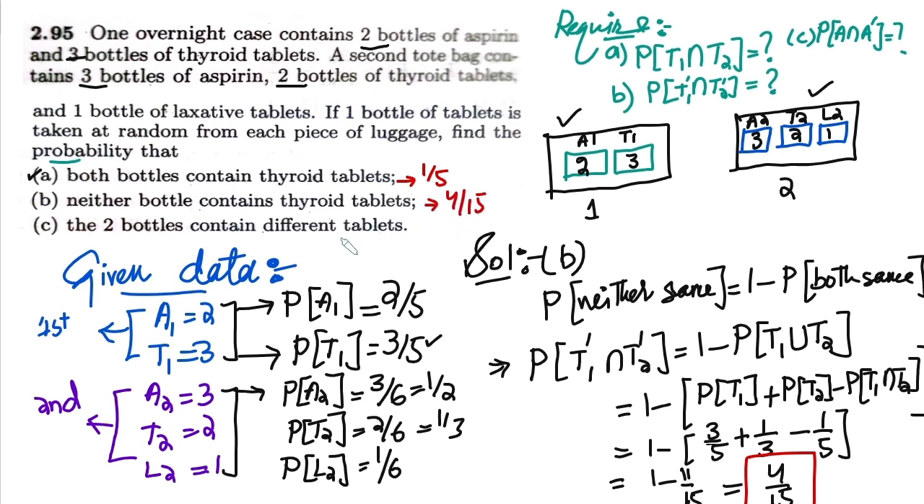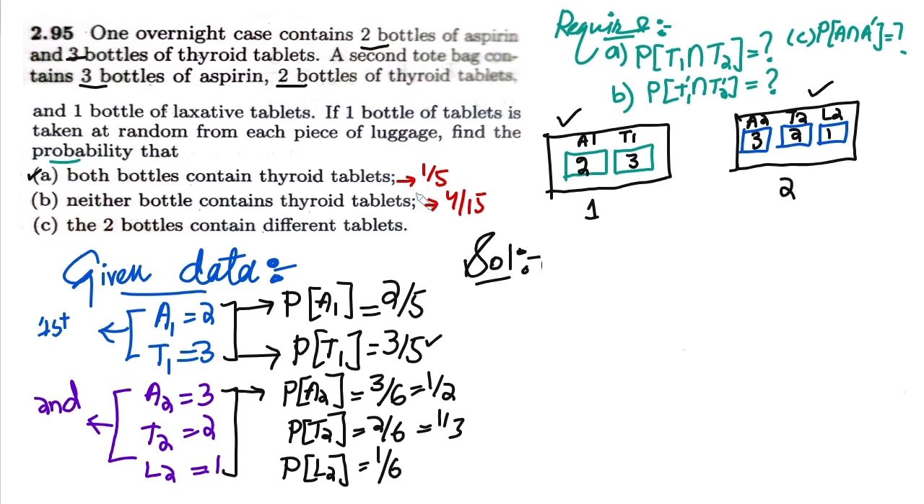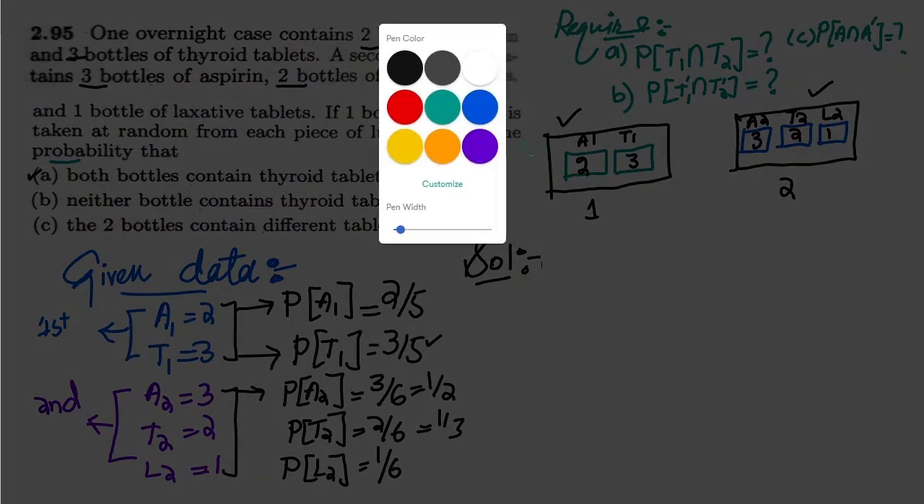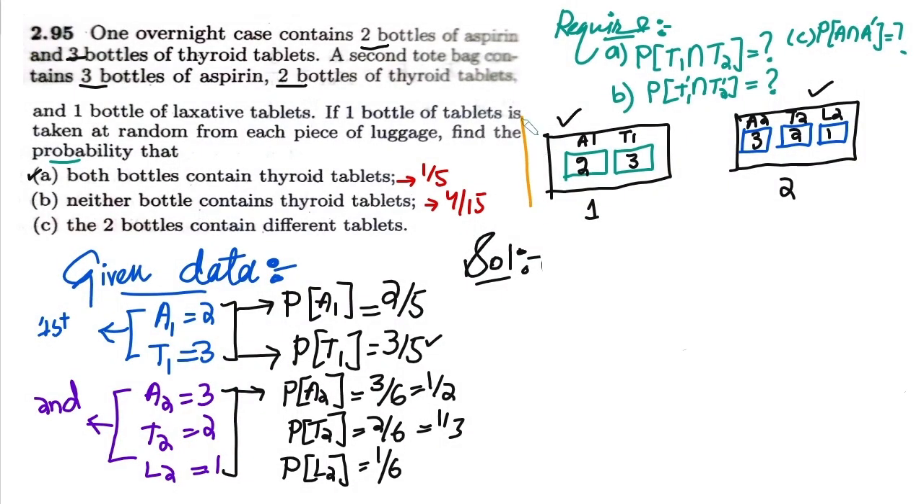Now let me proceed towards part C. In part C, we have to find that the two bottles should not be similar. Okay, so in order to do so, as we have been selecting these bottles from the two different bags, let me now represent them here as a single one.